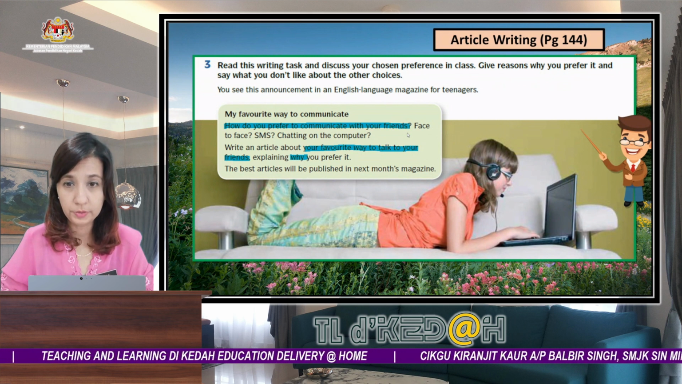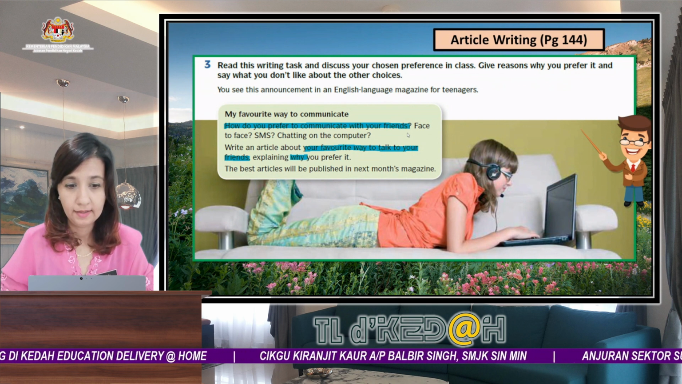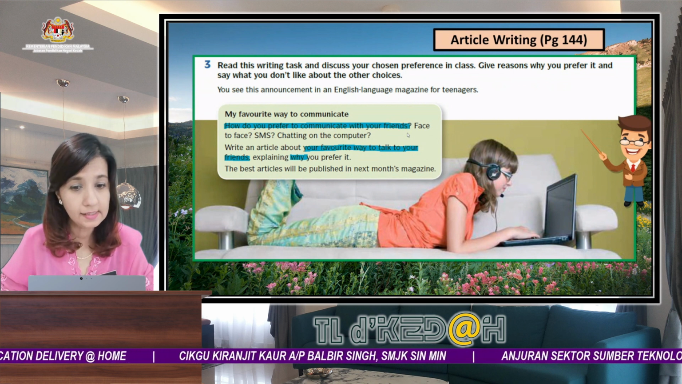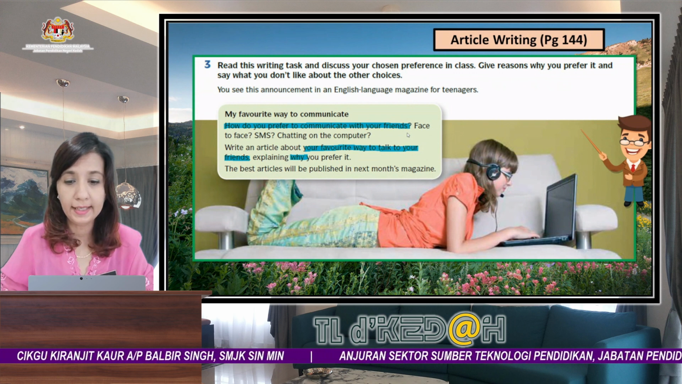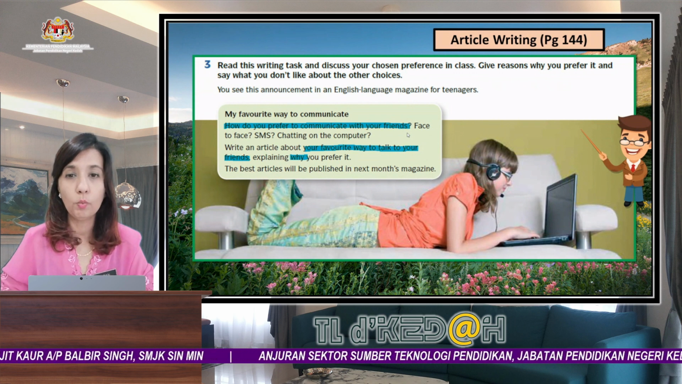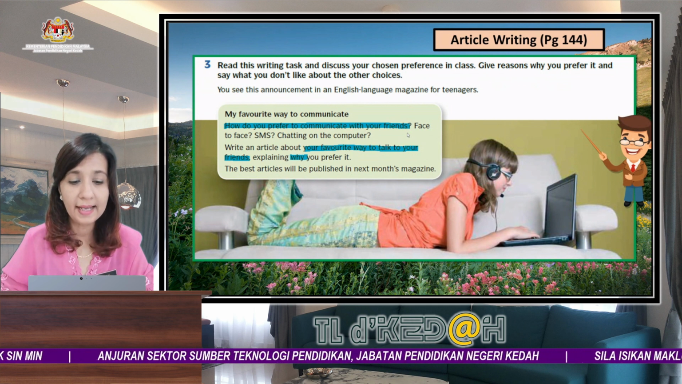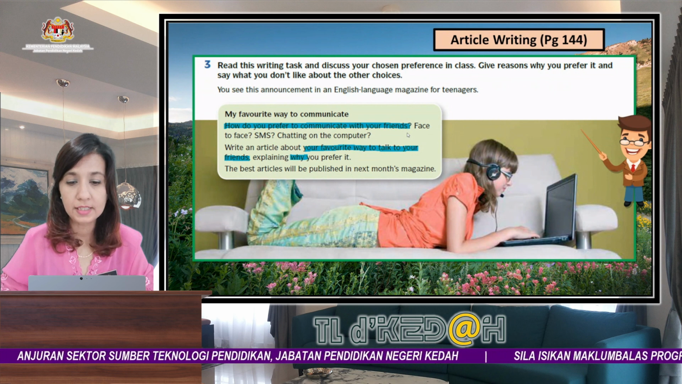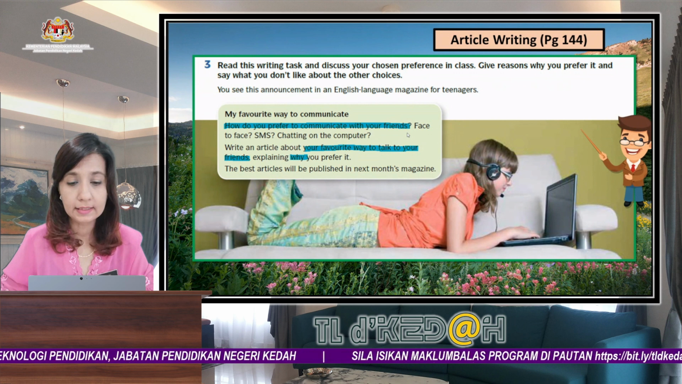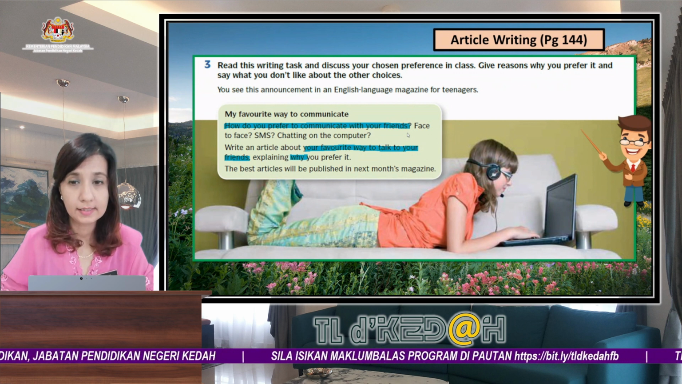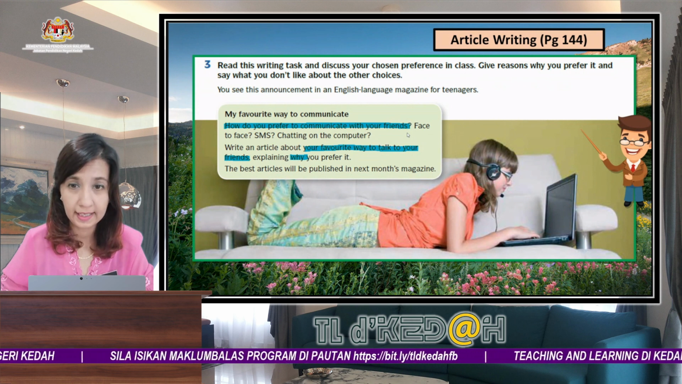My favorite way to communicate. How do you prefer to communicate with your friends? Face-to-face? SMS? Chatting on the computer? Write an article about your favorite way to talk to your friends, explaining why you prefer that. So the best articles will be published in next month's magazine. So what I've highlighted are the content requirements.